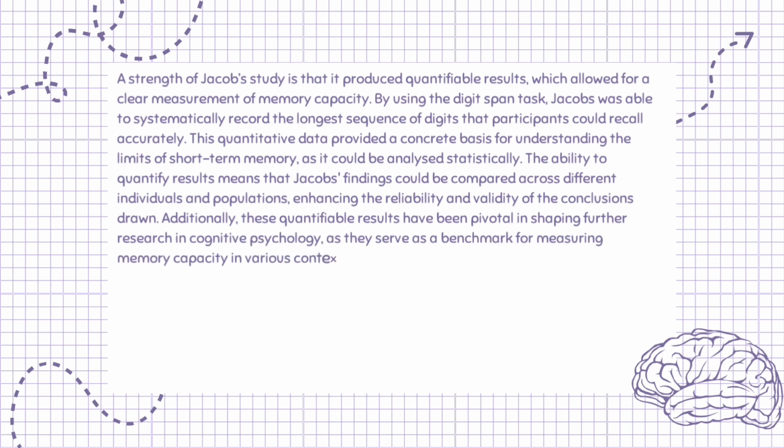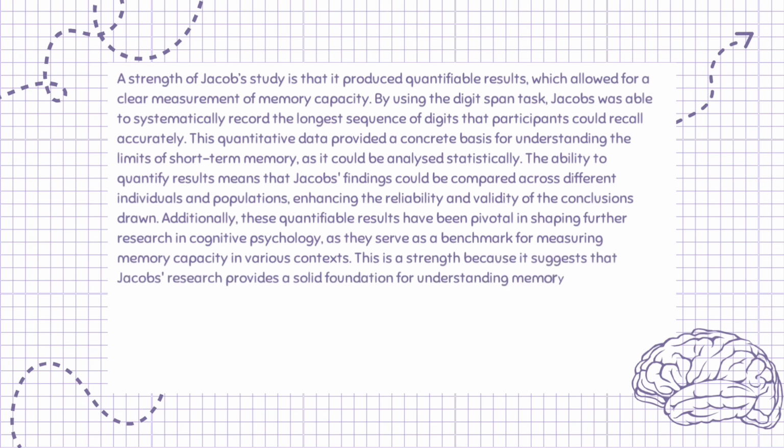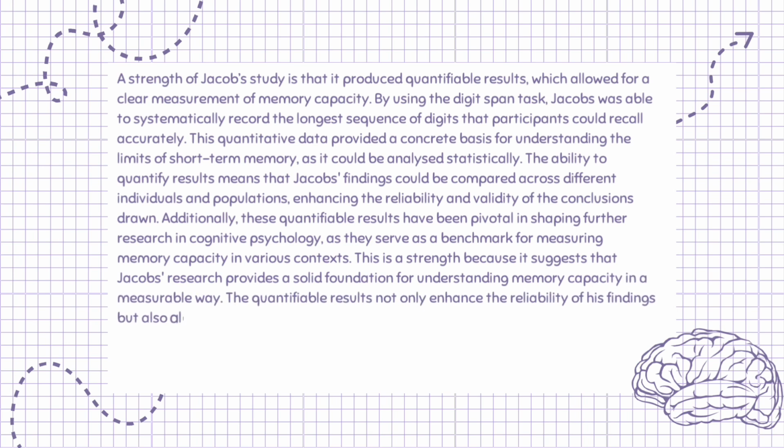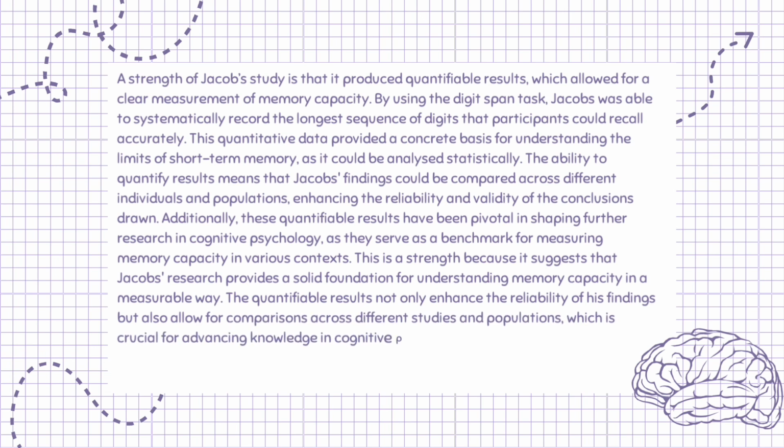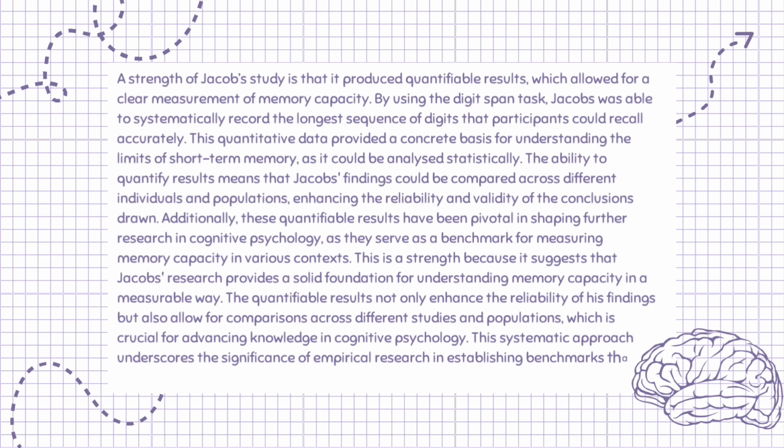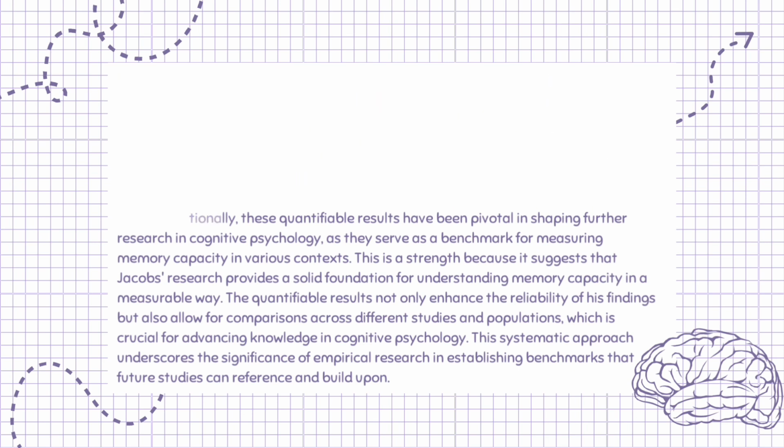Additionally, these quantifiable results have been pivotal in shaping further research in cognitive psychology, as they serve as a benchmark for measuring memory capacity in various contexts. This is a strength because it suggests that Jacobs' research provides a solid foundation for understanding memory capacity in a measurable way. The quantifiable results not only enhance the reliability of his findings but also allow for comparisons across different studies and populations, which is crucial for advancing knowledge in cognitive psychology. This systematic approach underscores the significance of empirical research in establishing benchmarks that future studies can reference and build upon.